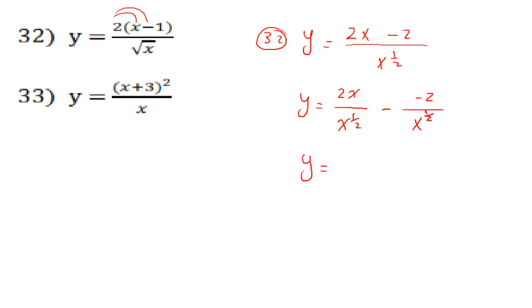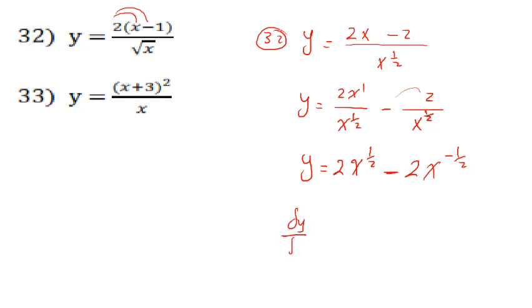So y is equal to 2, and x power 1 divided by x power half, I'm going to subtract the power, so it's x power half. No, I don't have negative here, sorry, it's my bad. So it's negative 2x to the power of negative half, as it's half in the denominator.